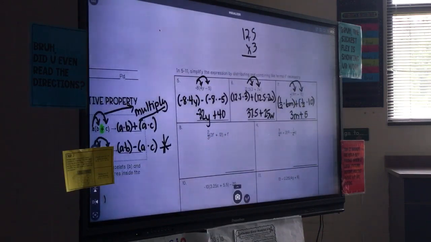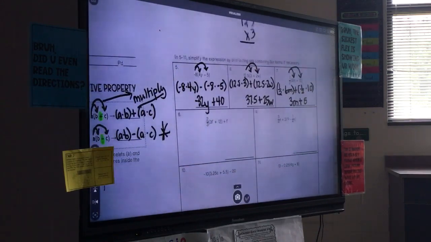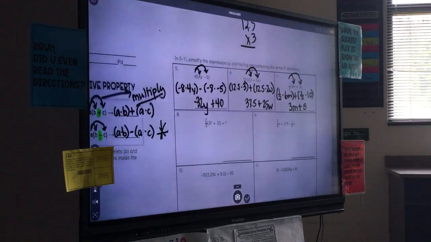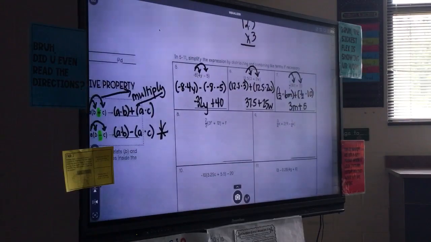Any questions? You can work around the room. You do not have to stay at the table. You can find a different place, whatever you need to do. If you do not want to work with anybody, you do not have to. That is also an option. I'd prefer if you did, but if you don't want to, that is fine. Go ahead and get started.